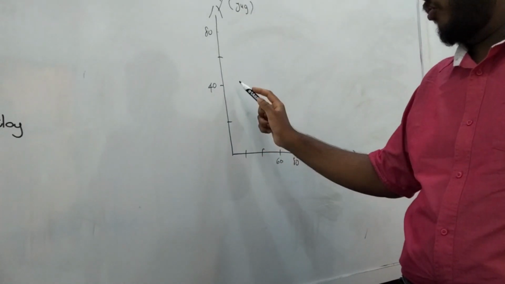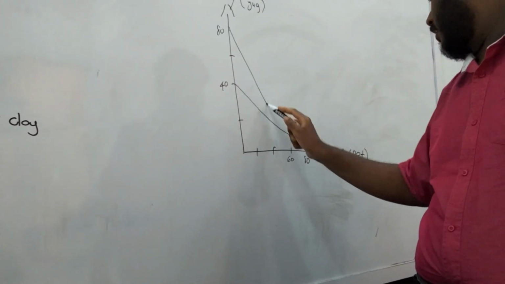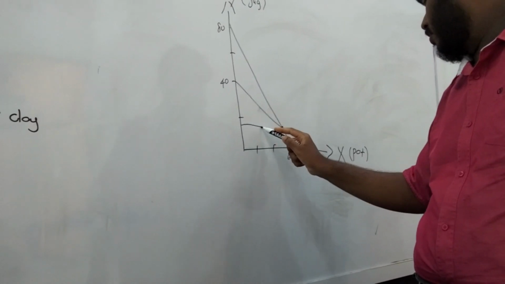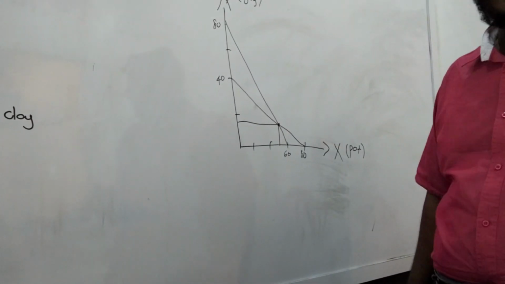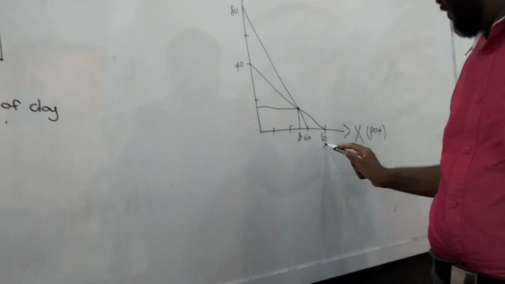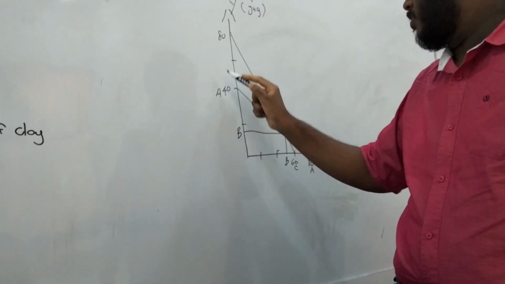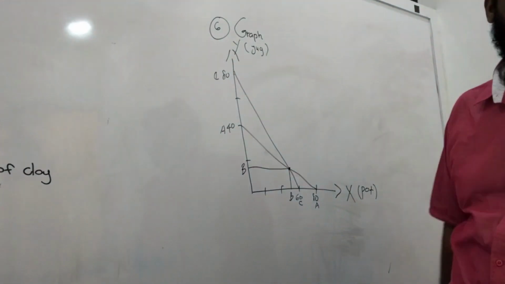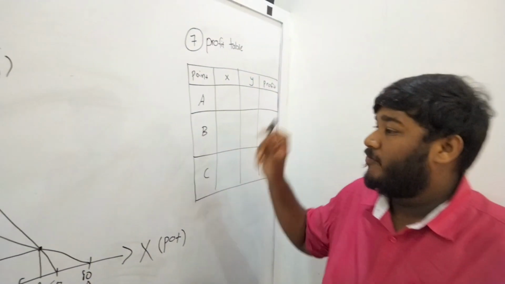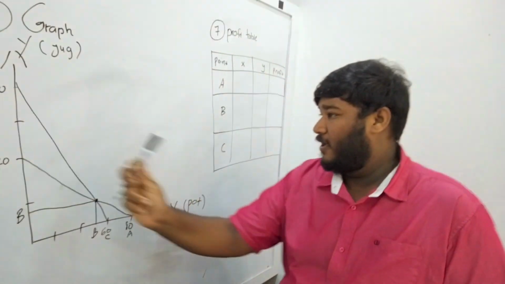Here. So the first one like this, the second one like this, the middle point is, okay, this is the B point, this is the A point, and this is the C point. Okay, the last one is the profit table. We have 3 points: point A, point B, the middle point, and point C.